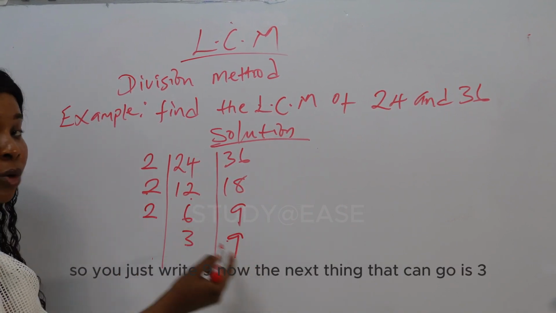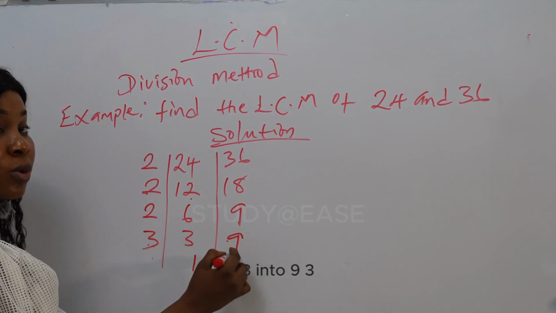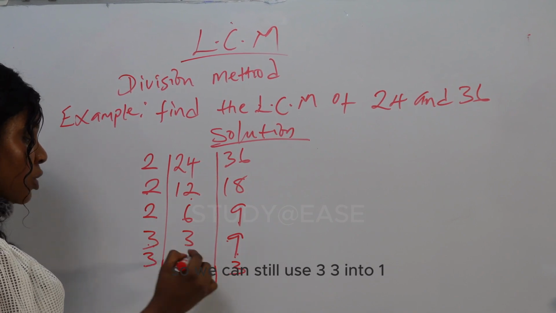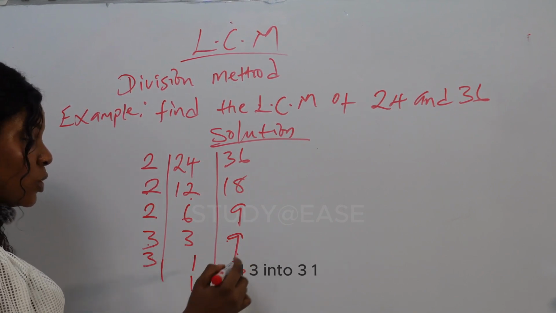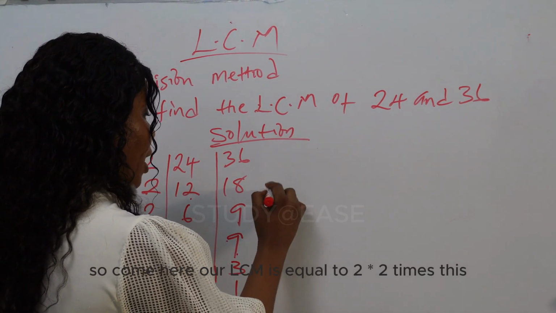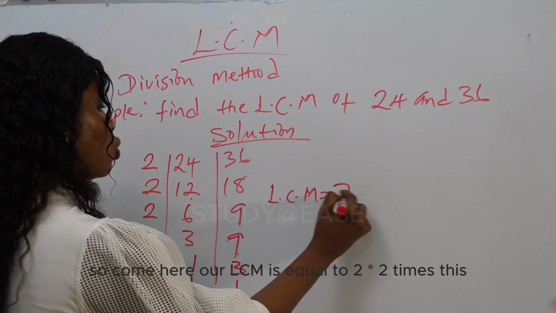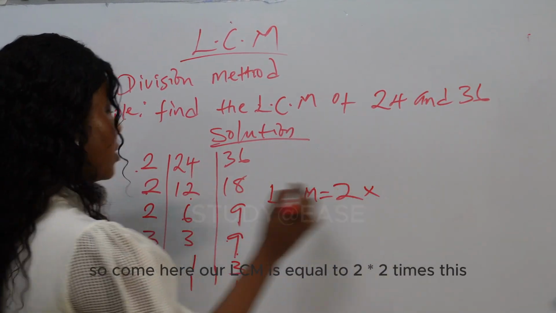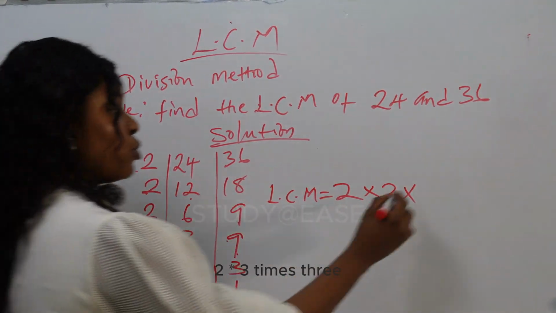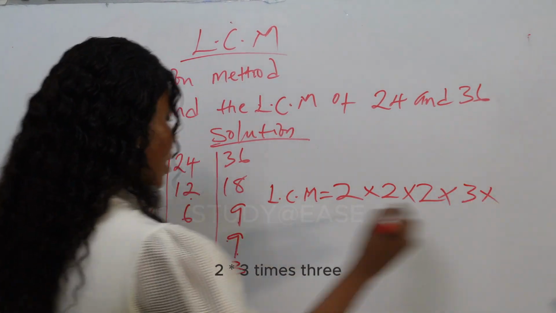Now the next thing that can go is 3. 3 into 3, 1. 3 into 9, 3. So we can still use 3. 3 into 1, 1. 3 into 3, 1. So come here. Our LCM is equal to 2 times 2 times 2 times 3 times 3.